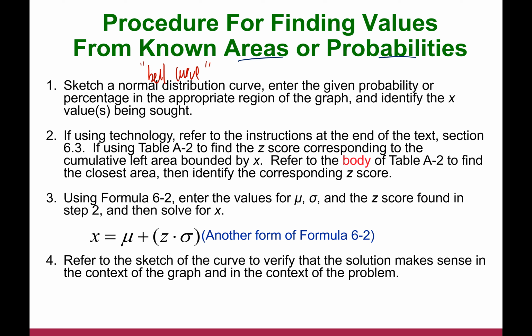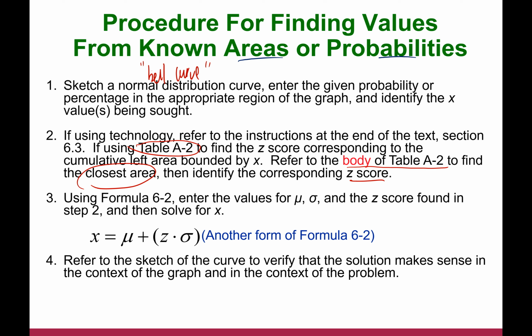Enter the given probability, the percentage in the appropriate region of the graph. Identify the x values being sought. And if using technology, refer to the instruction at the end of the text, section 6.3, using table A2. You can definitely use table A2, or you can also use Excel. So basically, you refer to the body of table A2, finding the closest area, then identify the corresponding z-score. So look back into the center of table A2 and find the corresponding z-score.